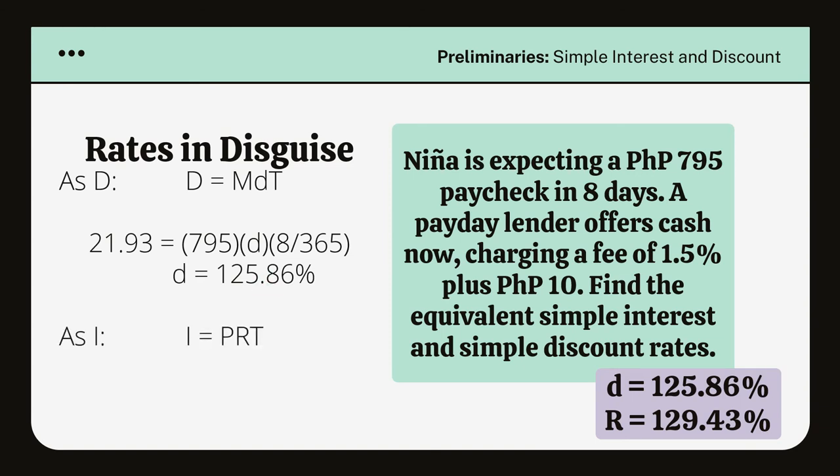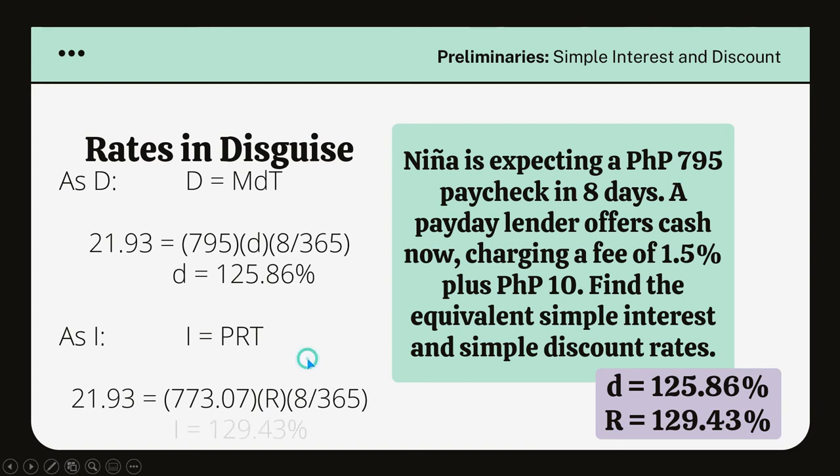As an interest, it's still 21.93, but in this case, we're going to subtract 21.93 from 795. Thus, when we compute that, I would be equivalent to 129.43%. Okay, next.